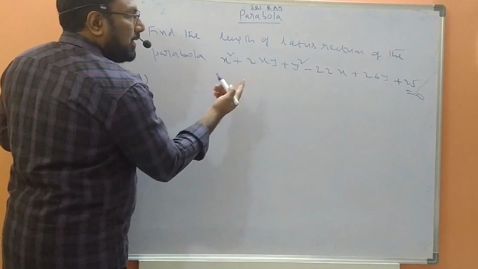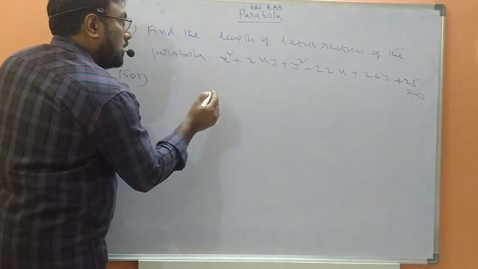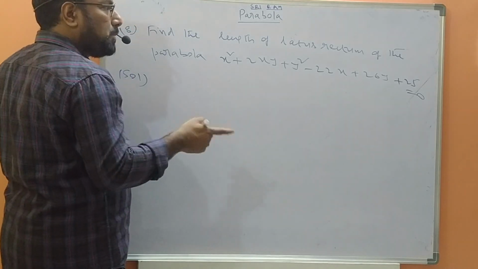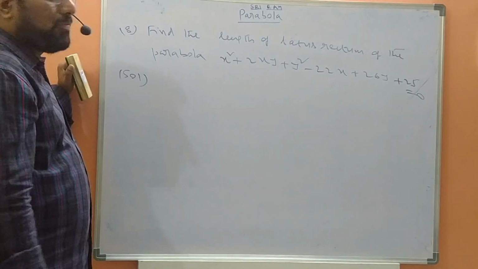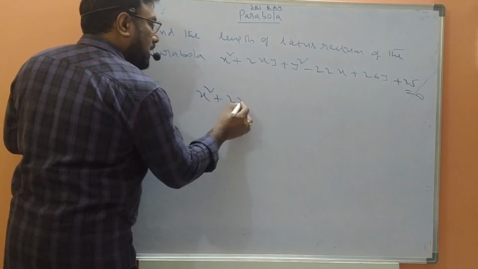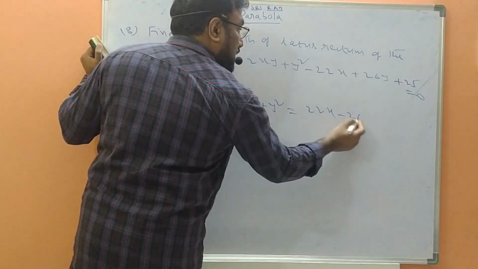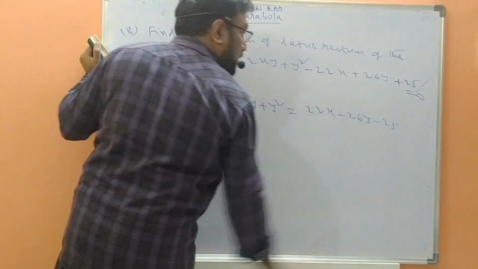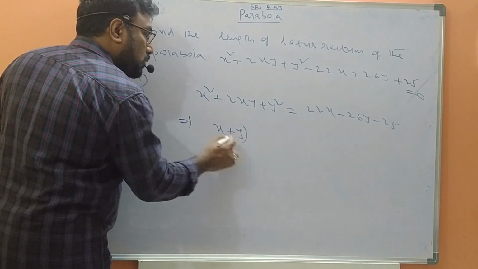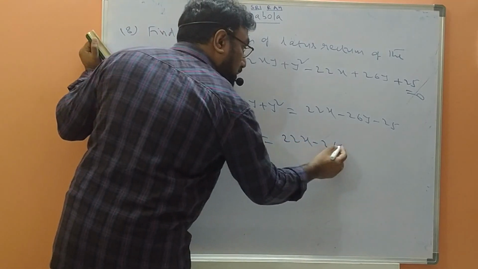Okay, whenever they give parabola like this in the second degree equation, in the form of ax square plus 2hxy plus by square plus 2gx plus 2fy plus c equal to 0, then x square plus 2xy plus y square equal to 22x minus 26y minus 25. So convert into perfect square, x plus y whole square it is. Here same.